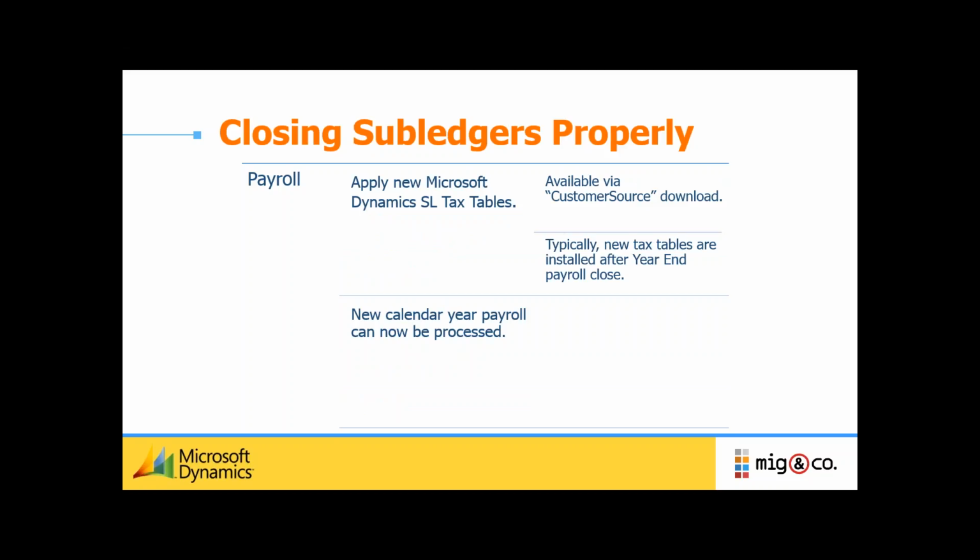Payroll is often updated at the end of the year. Sometimes it's actually updated as well in July. So you want to make sure that you can get to your customer source to make sure that within SL you can download the proper tables and make sure that your tax calculations are properly installed. You want to do this after you close your year end for payroll. You want to do it after you close, but before you process the new payroll for the next period, or the first payroll in January.